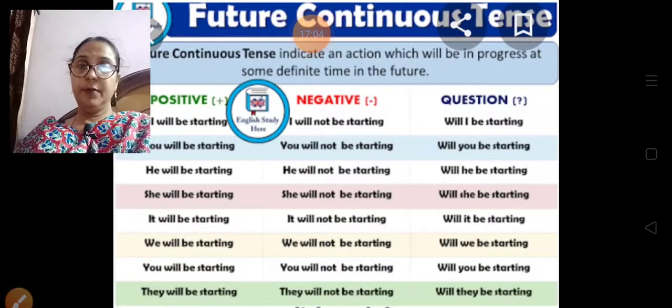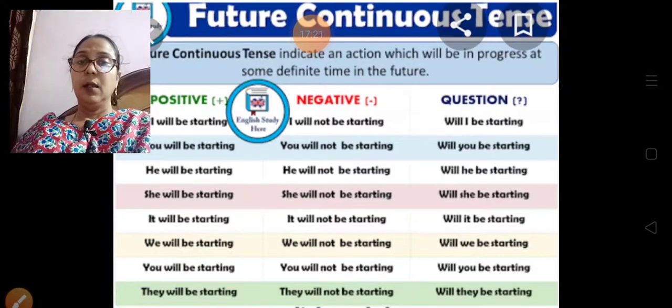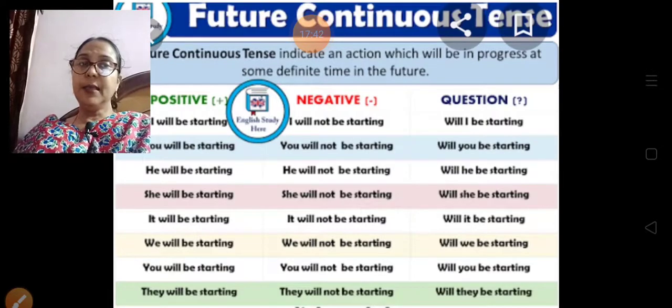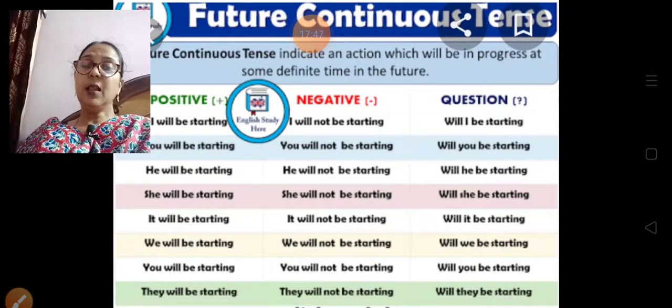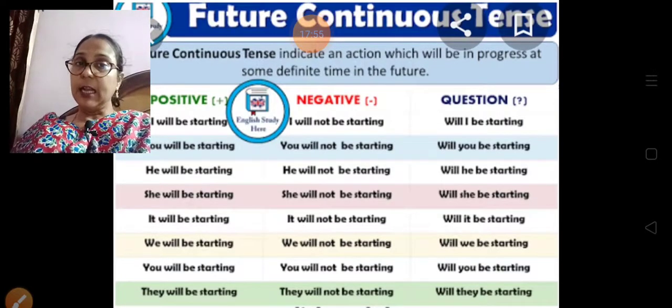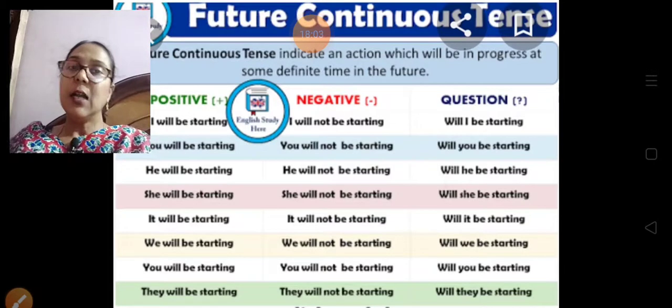So the formation of continuous tense in the interrogative form: how are we going to make it? First of all, will, then subject, then be, and then verb with ing. So that is how we can make an interrogative sentence in future continuous tense. Let's see some examples. Will I be starting? Will you be starting? Will he be starting? And the question mark will be placed. So, that is how we can make interrogative sentences in future continuous tense.